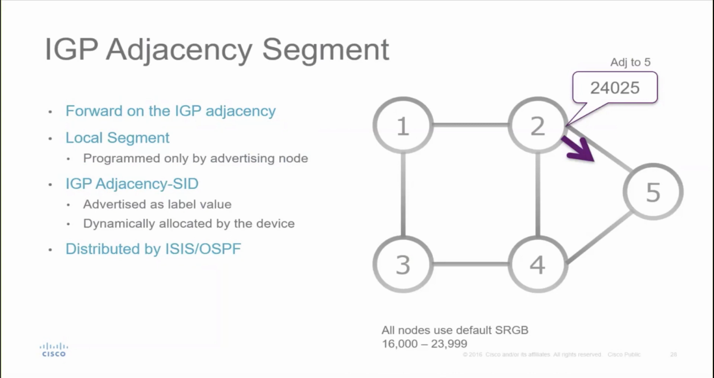And also notice that the adjacency segment, in this case with the label value 2425, is not allocated from the SRGB. The segment routing global block is only used and reserved for global segments, and the adjacency segment is not one of them.